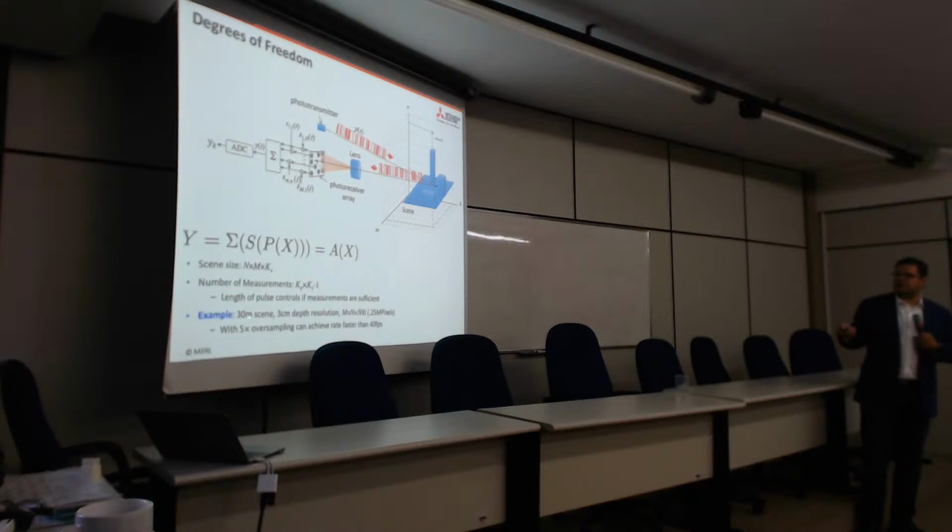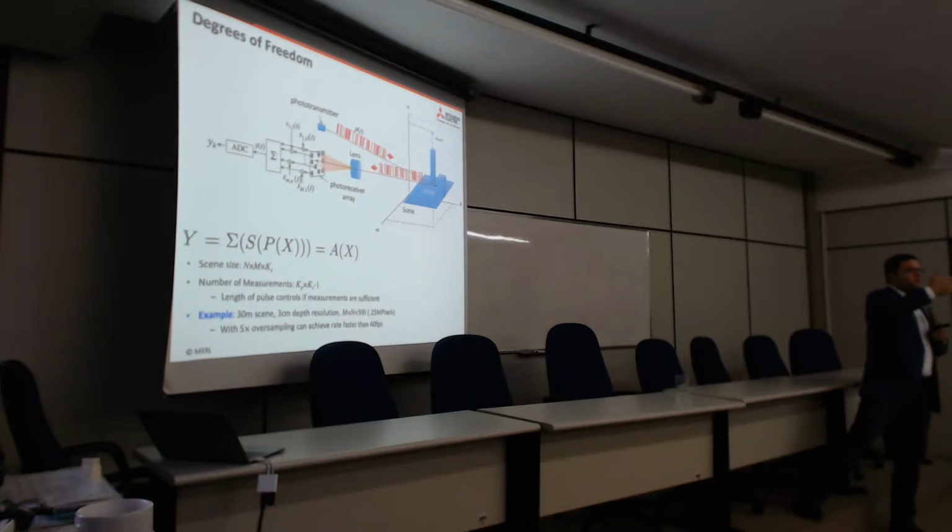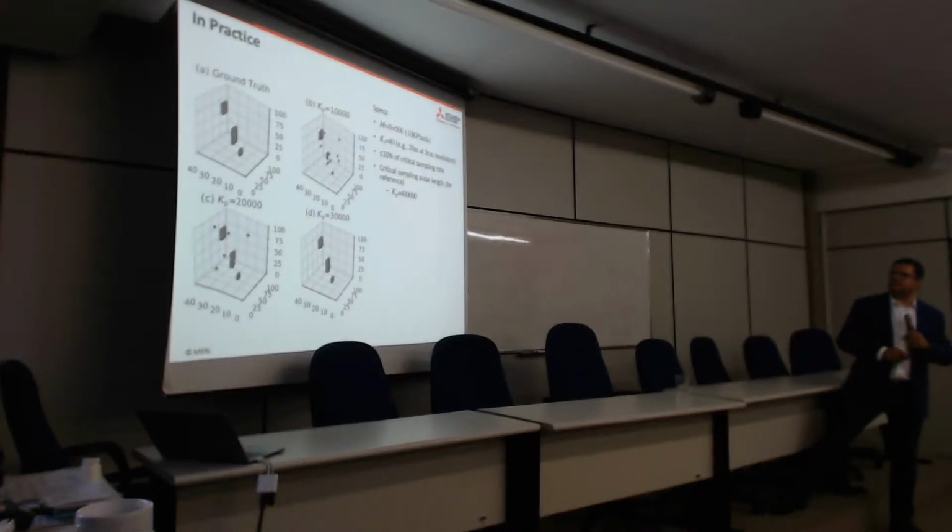So for example, let's say you have a 30-meter scene. You want to look at 30 meters with 3 centimeters depth resolution and a 1/4 megapixel camera. Even if we do 5 times oversampling, we can achieve a frame rate faster than 40 frames per second. And these are examples. This is the length of the pulse in terms of samples, which affects how many frames per second you can get.